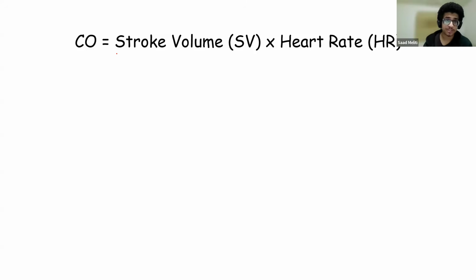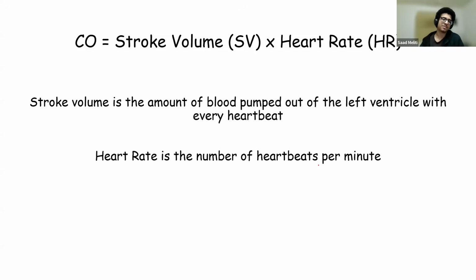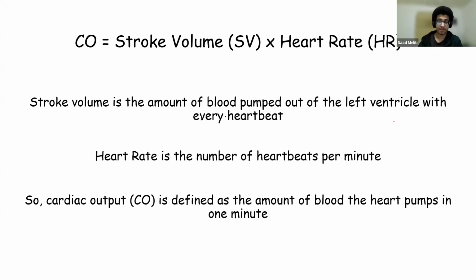So cardiac output is equal to the stroke volume times heart rate, okay? So what is stroke volume? Stroke volume is the amount of blood pumped out of the left ventricle with every heartbeat. With every heartbeat, how much blood are we pumping out? That's stroke volume. Heart rate, on the other hand, is just the number of heartbeats per minute. So you could say, oh, I have a heart rate of 80 beats per minute. So every minute, your heart is pumping 80 times. But if we multiply these two values together, we get the cardiac output, which is the amount of blood the heart pumps in 1 minute.